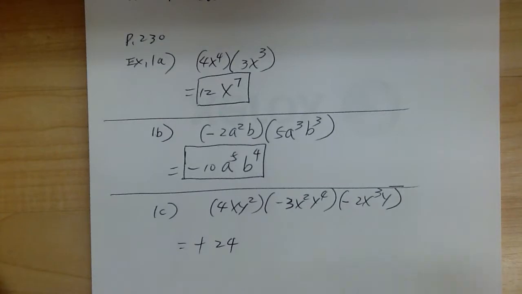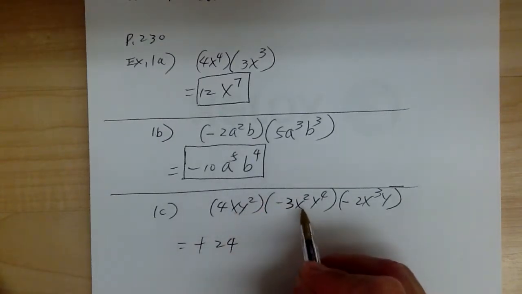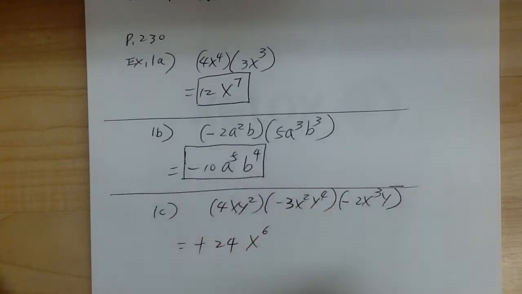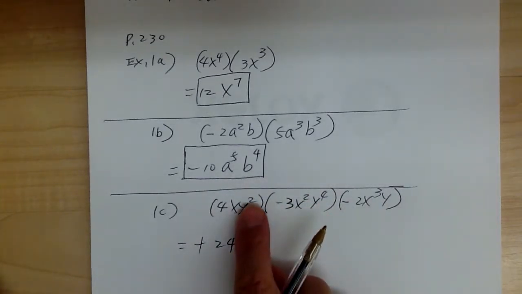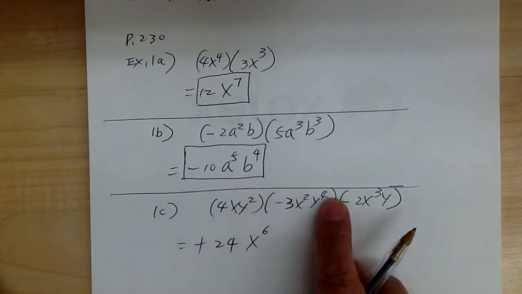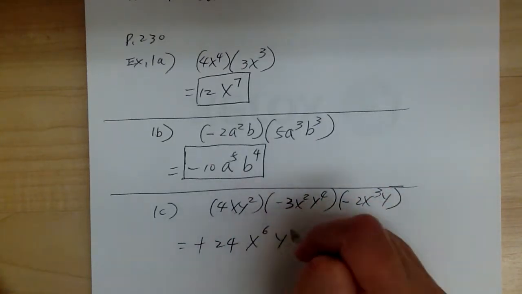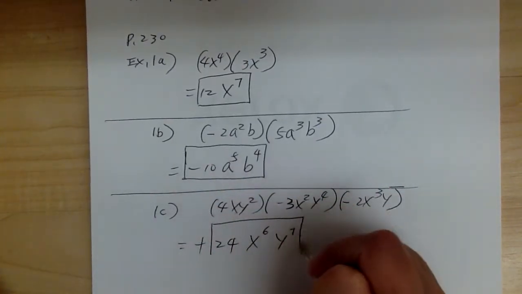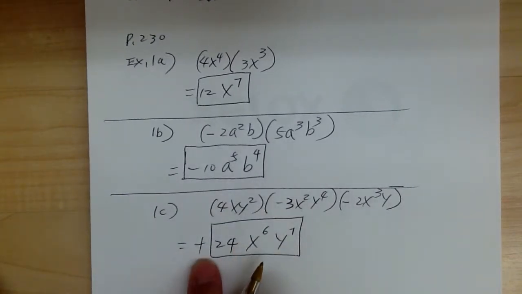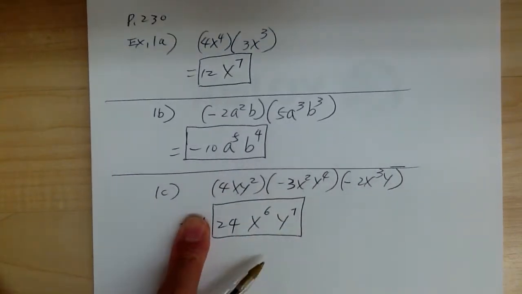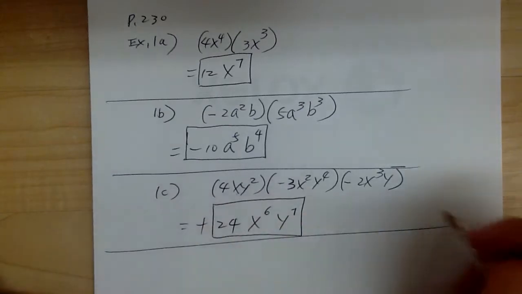Right? Now let's do the alphabet. You've got x to the 1, x to the 2, x to the 3. So 1 plus 2 plus 3 gives you 6. Then you do the y. You've got 2, 4, and 1. 2 plus 4 is 6, plus 1 is 7, so y to the 7. Now when you write your answer, normally you don't include the positive sign, so you know that it's positive.